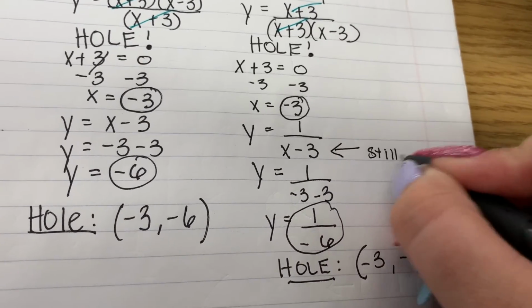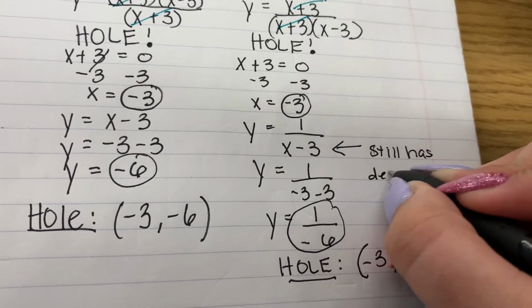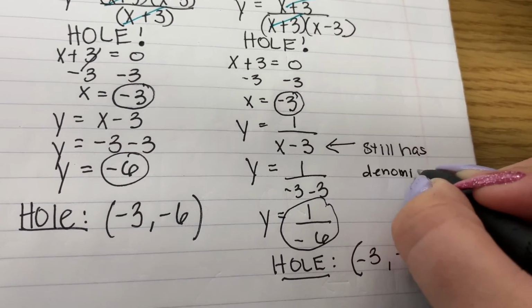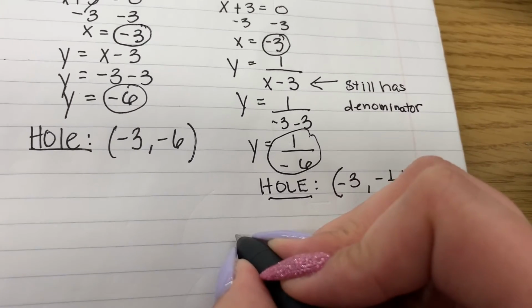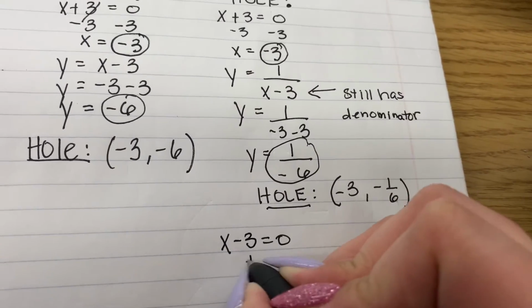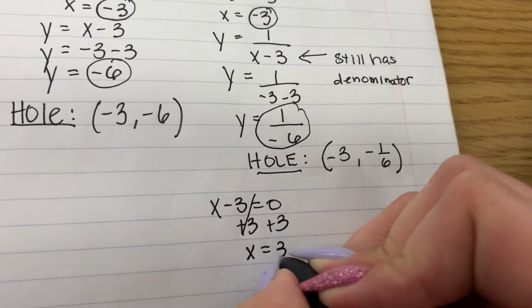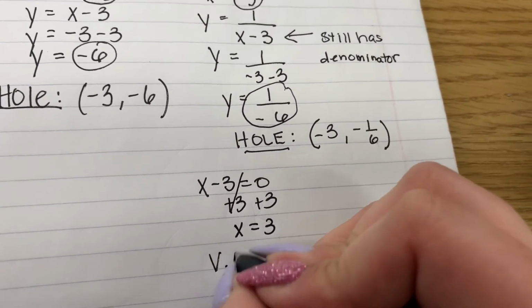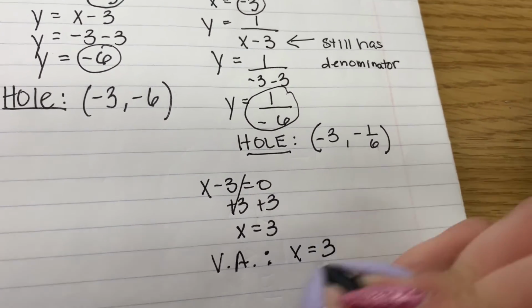Now, don't get carried away. We still have a denominator, which means we have another restriction, which means we have a vertical asymptote. Because this still has a denominator, I can still set that denominator equal to 0, and I end up with x equals +3. So in this example, I have a hole because something canceled out, and then I have a vertical asymptote because I'm left with an x in the denominator.